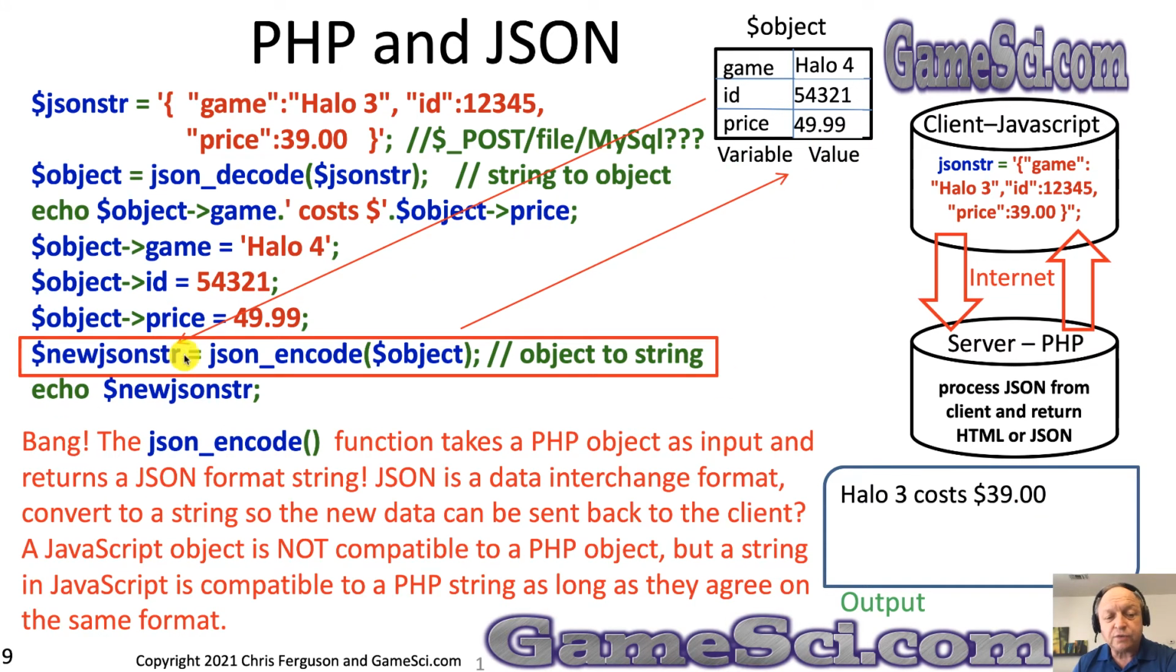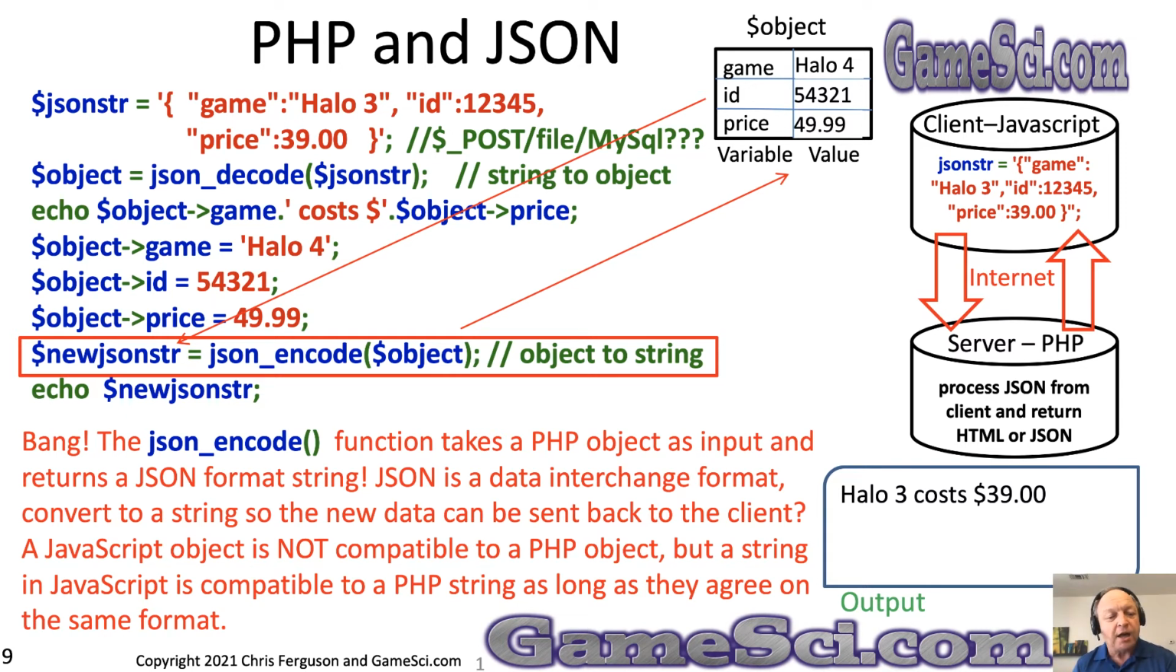$new JSON string equals json_encode($object). Let's convert the PHP object back to a JSON format string. Bang! The json_encode function takes a PHP object as input and returns a JSON format string. JSON is a data interchange format. Convert it to a string so the new data can be sent back to the client.